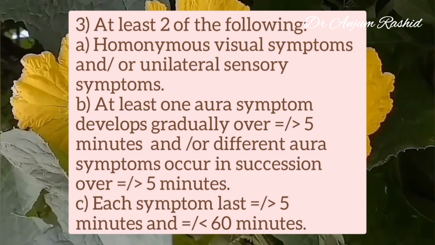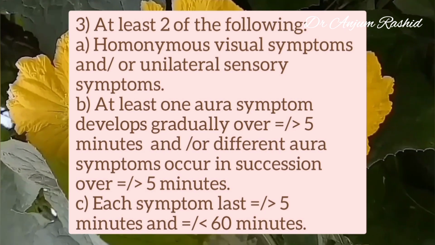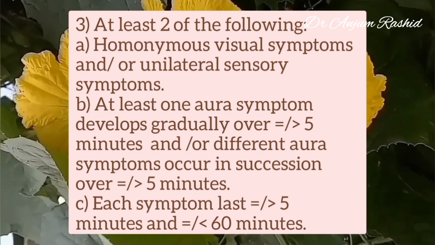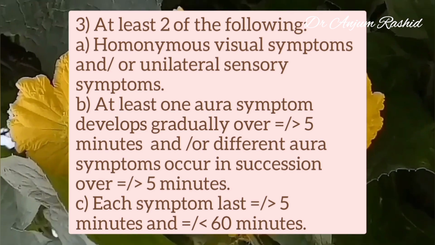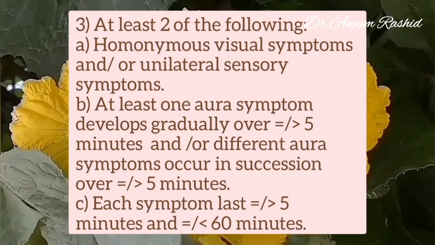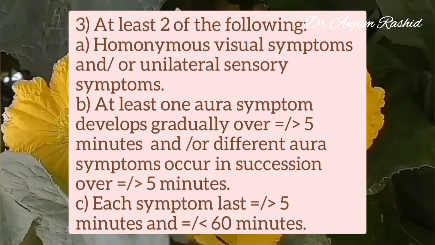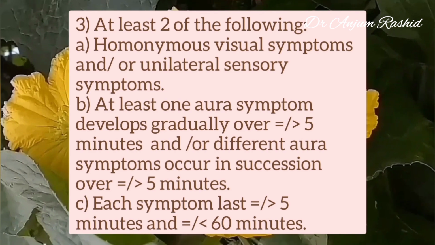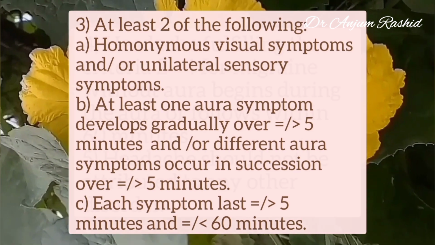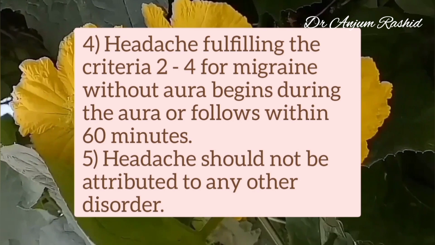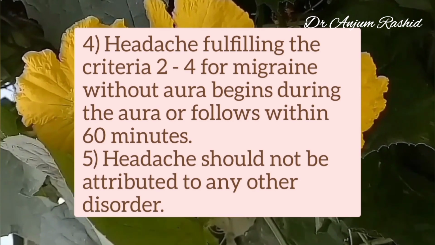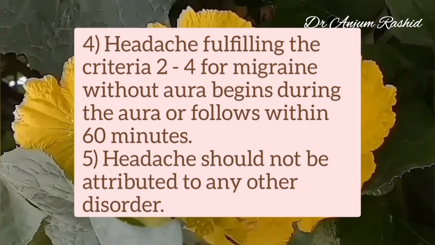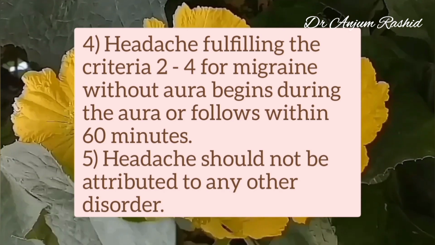Third criteria, at least 2 of the following: A, homonymous visual symptoms and or unilateral sensory symptoms. B, at least one aura symptom develops gradually over 5 or more minutes and or different aura symptoms occur in succession over 5 or more minutes. C, each symptom lasts 5 or more minutes and less than or equal to 60 minutes. Fourth criteria is headache fulfilling the criteria 2 to 4 for migraine without aura, begins during the aura or follows within 60 minutes. Fifth, headache should not be attributed to any other disorder.